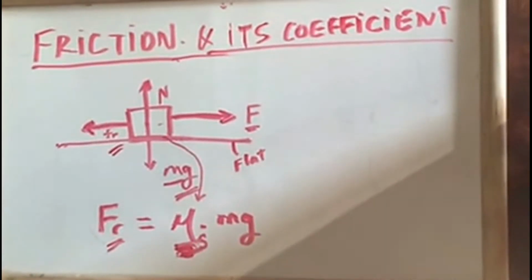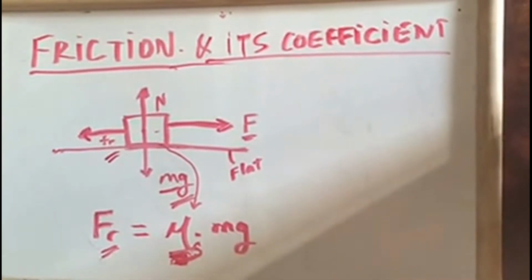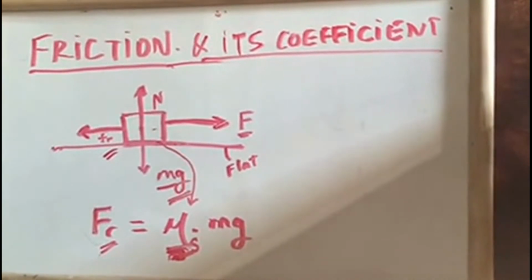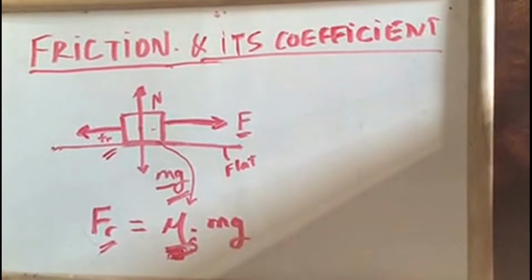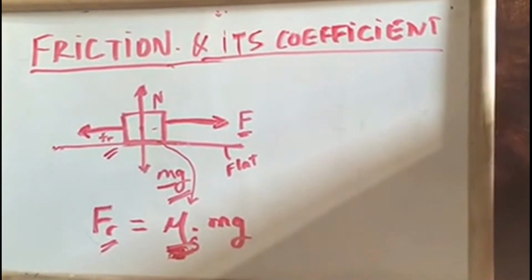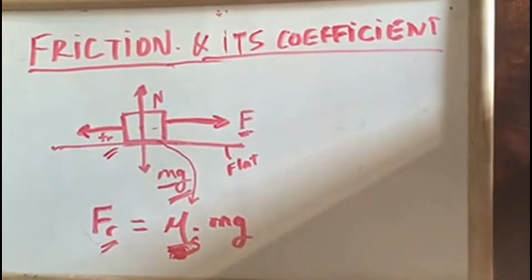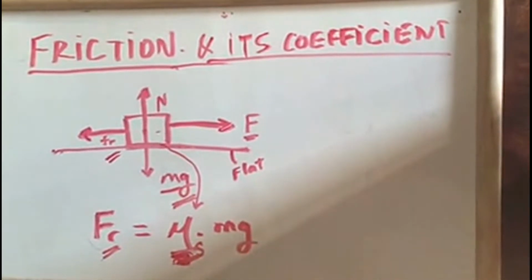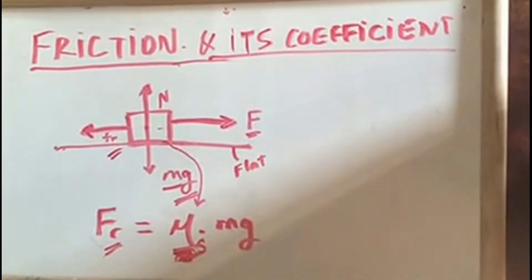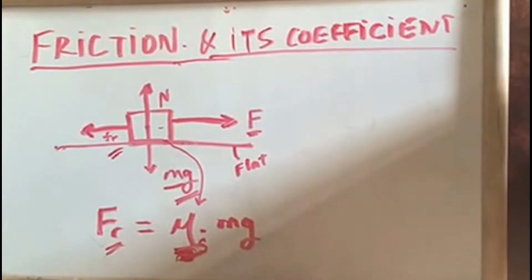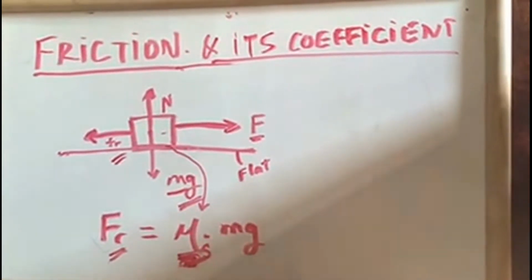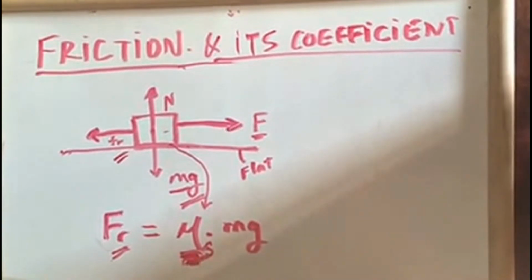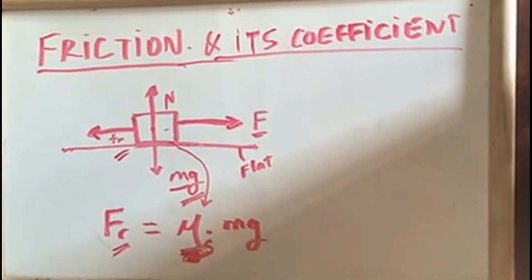Hi, today we're going to learn about friction and its coefficient. What is friction? It is the force that resists motion. Sometimes we want it and sometimes we don't. We know that it varies based on the surface it's in contact with, how smooth it is, and also how much the two surfaces adhere to each other.